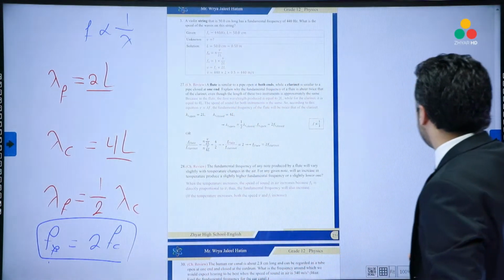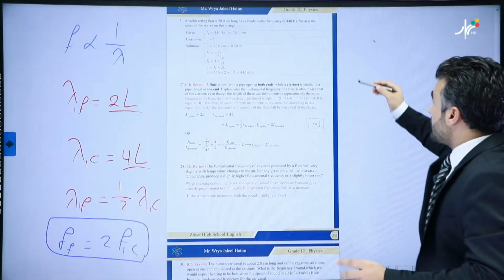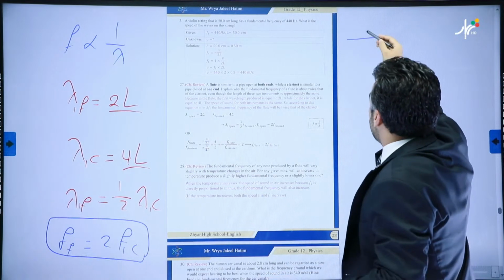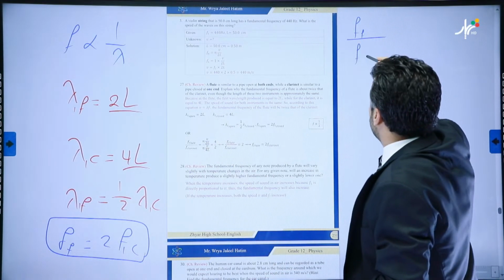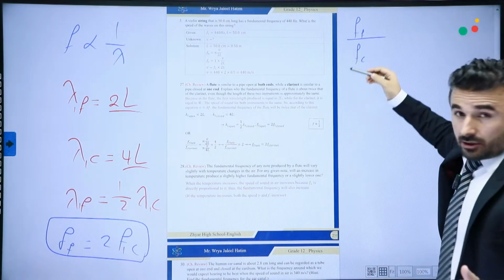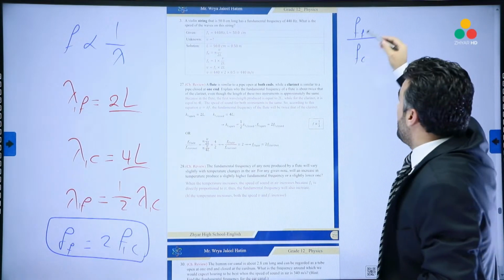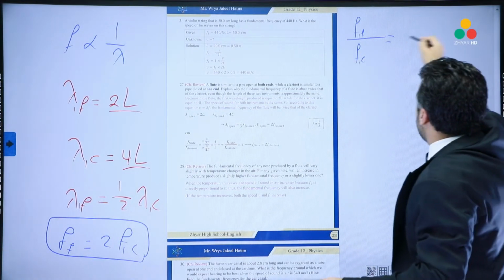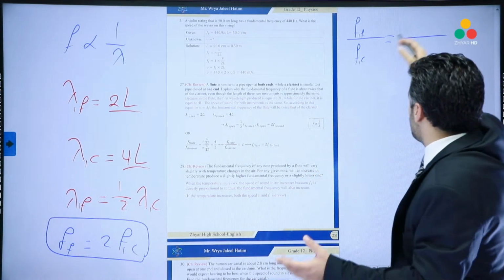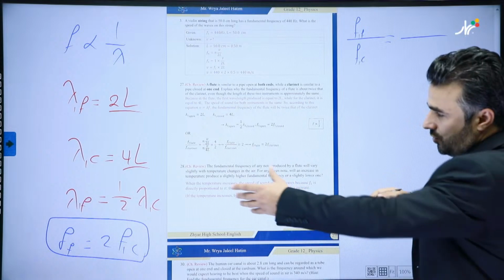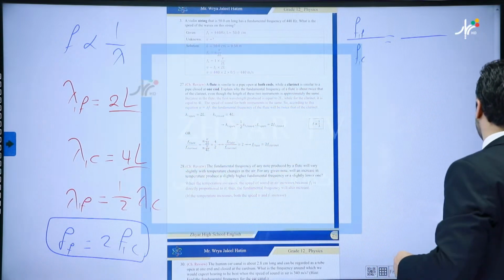Yeah, there is another way. What is the other way? The other way is basically we have the frequency of the flute divided by the frequency of the clarinet, and we're talking about the fundamental frequency. Okay, so take a look. All you need to do is write their fundamental frequency equations, and of course, you'll be able to find the result that we've just determined here.